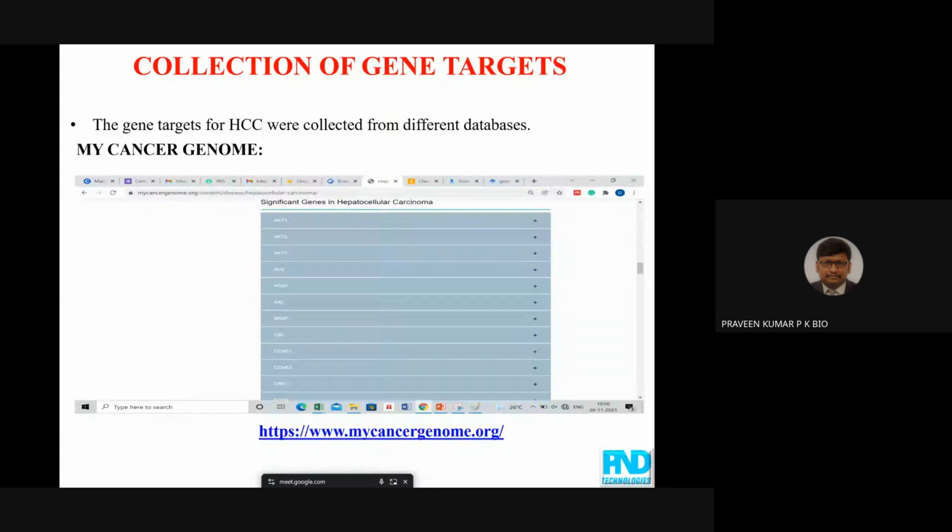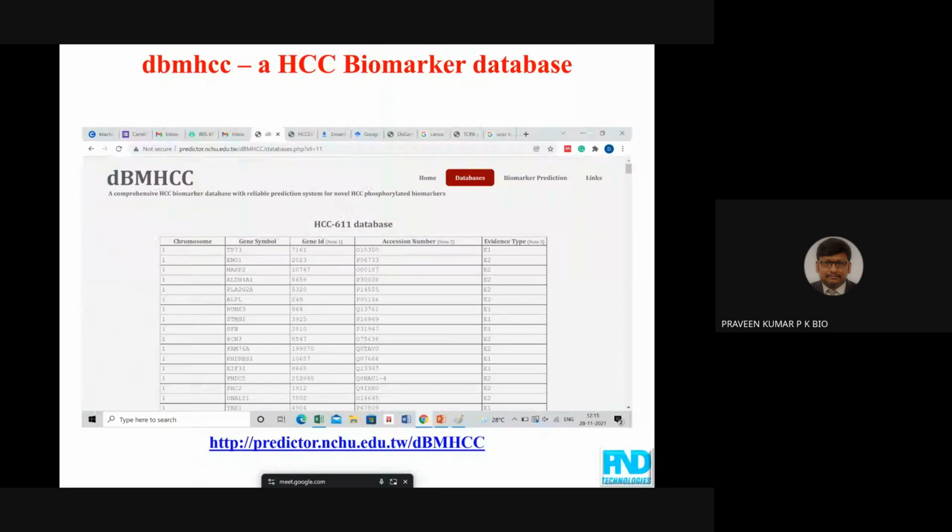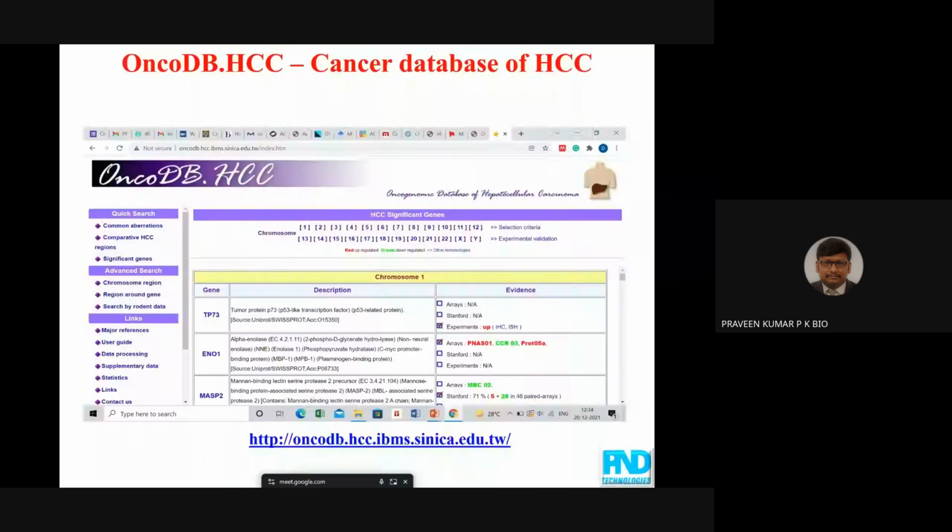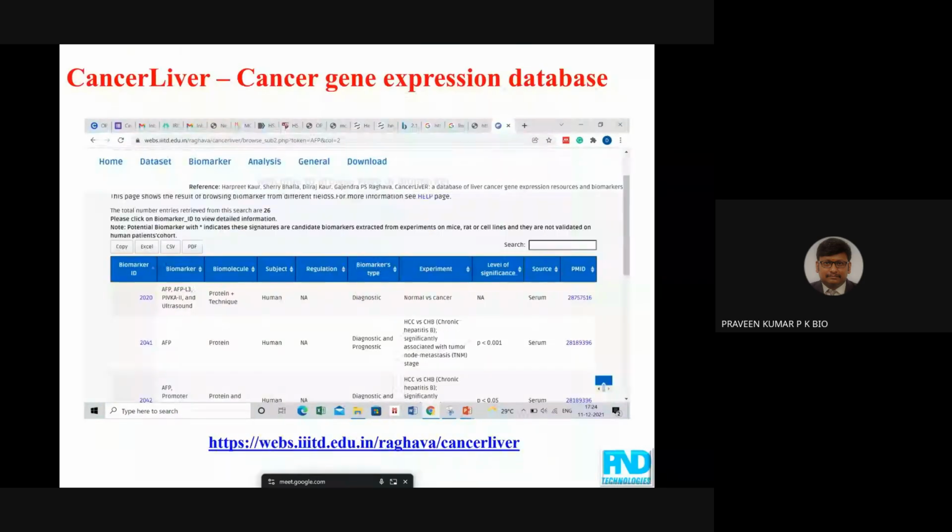Okay, so any cancer information you can see in mycancergenome.org. Now let me go to DBMHCC. This is a comprehensive HCC biomarker database. Of course, for HCC alone, you can focus here on OncoDB.HCC. So like this, we have plenty of thousands of databases available. The most important ones alone we have to choose and work with.